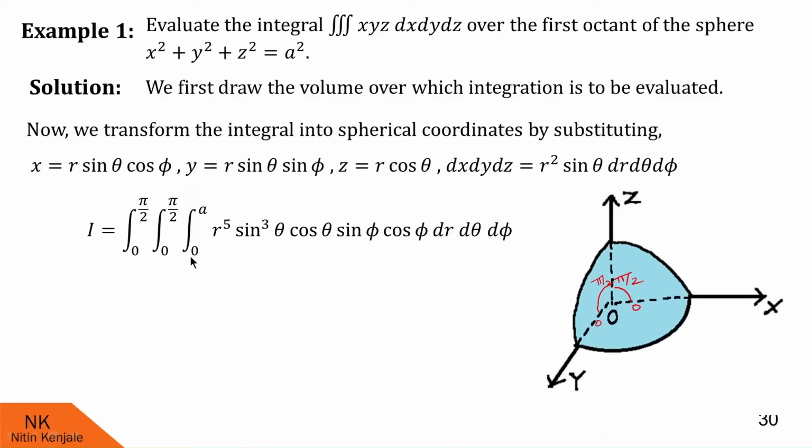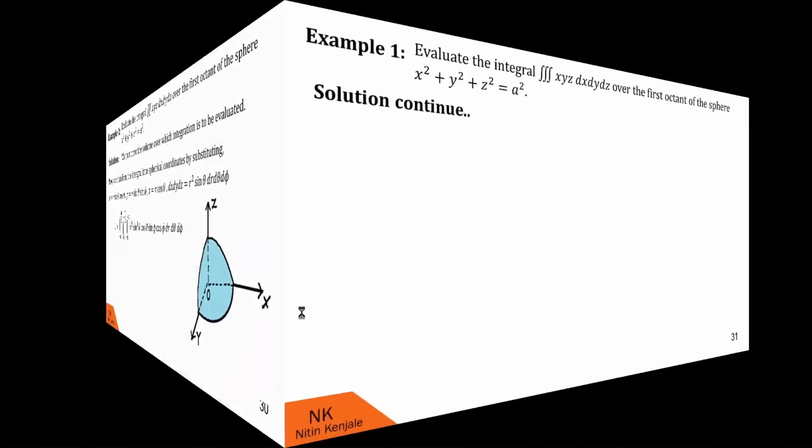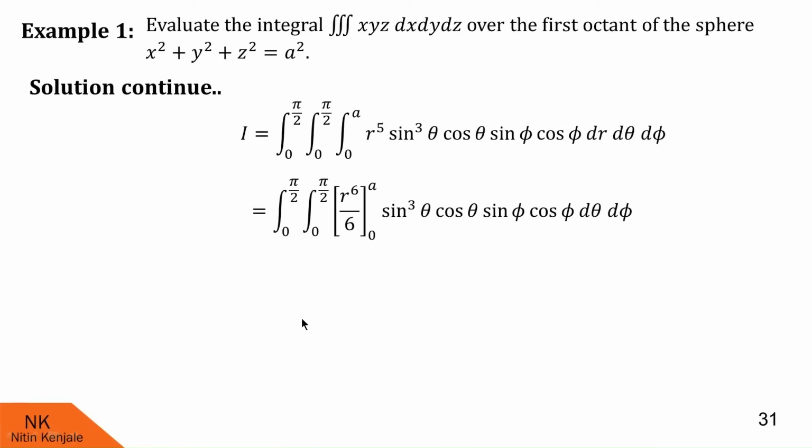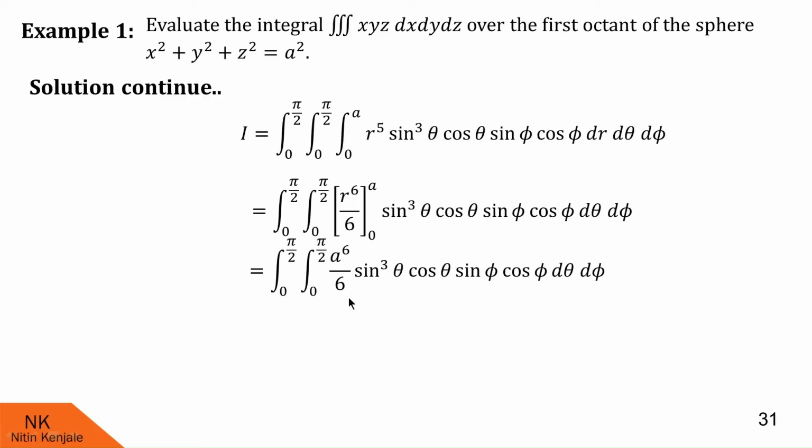I have also explained how these limits came. Okay, now let us start evaluating this integral. First, we evaluate it with respect to r. Integration of r raised to 5 is r raised to 6 upon 6 over the limit 0 to a. Substituting these limits, we will get a raised to 6 upon 6, which is a constant that you can take out. Then we have sine cube theta, cos theta, sin phi, cos phi. Now let us evaluate this integrand with respect to d theta.